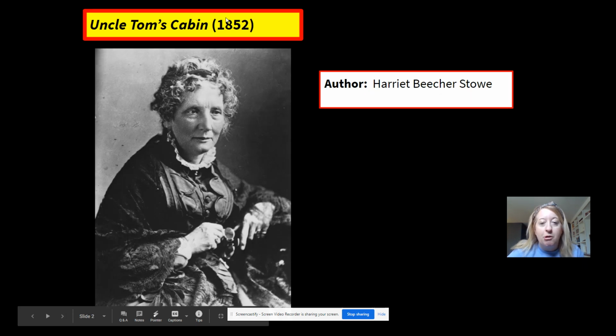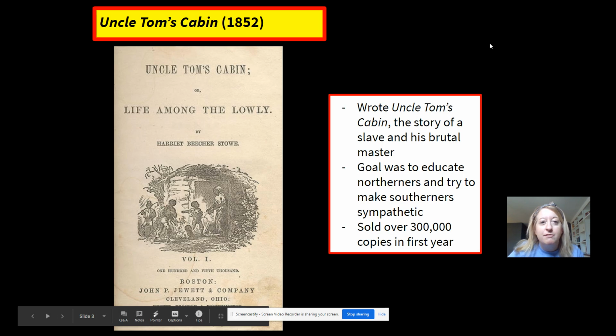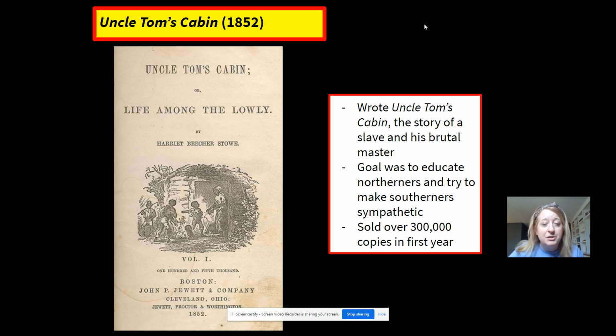So I'm actually going to start back in 1852 with the publication of a book by Harriet Beecher Stowe called Uncle Tom's Cabin. Now, you guys may have heard the phrase that the pen is mightier than the sword, and that does definitely hold true with Uncle Tom's Cabin. So Uncle Tom's Cabin was a novel released in 1852, and it's the story of a slave named Uncle Tom who lived under a very brutal owner named Simon Legree.